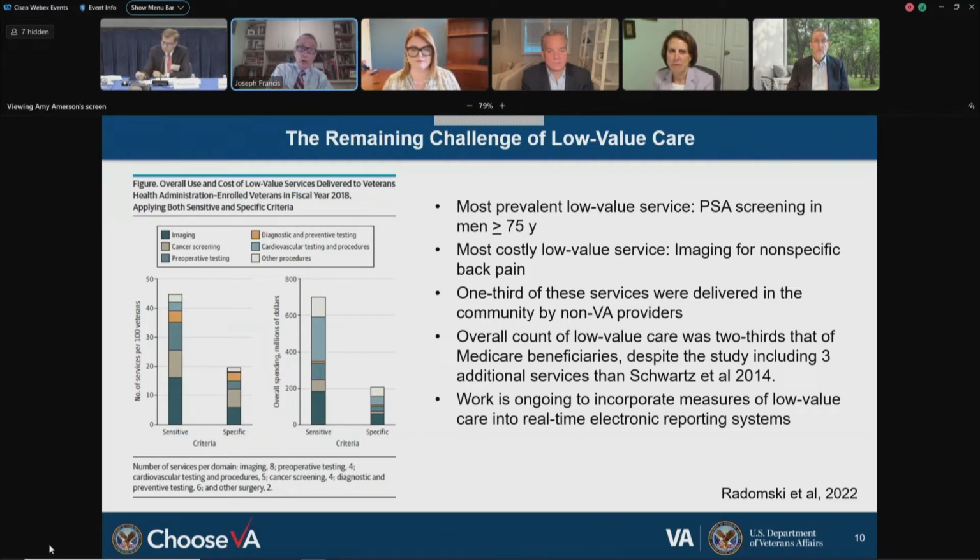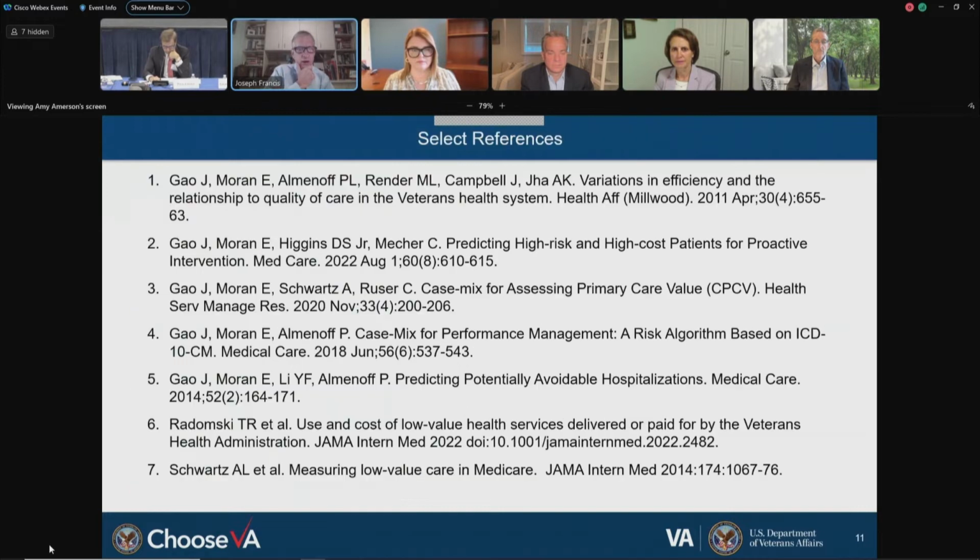And work is ongoing right now to develop specific performance metrics to give people real-time feedback on these types of low-value care. And I think that this is probably one of the biggest frontiers for quality measurement in the coming years. And I think that's probably our last slide. I just had, again, the references and some background for your reading pleasure later.